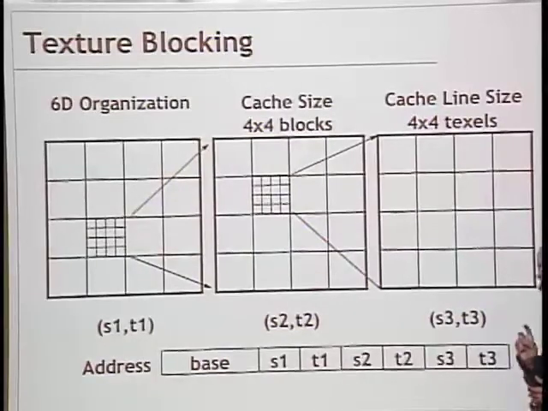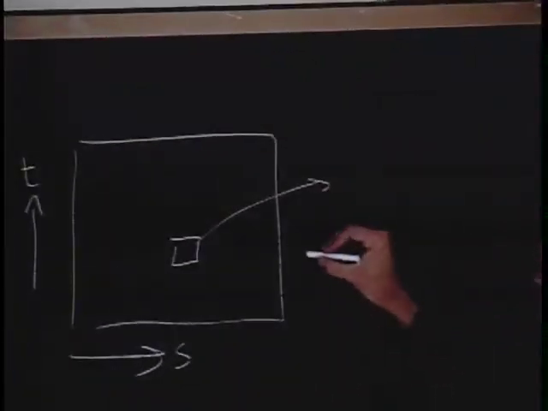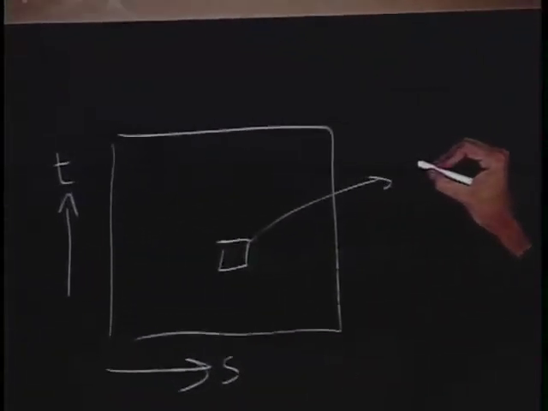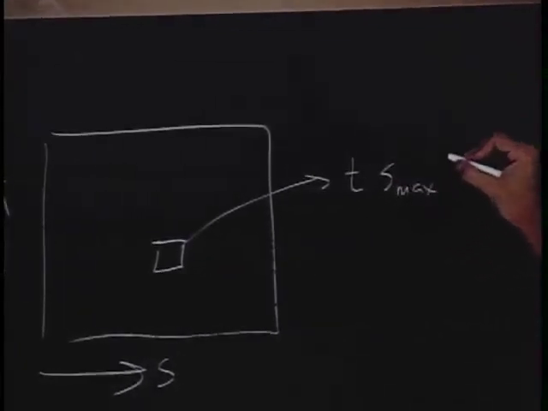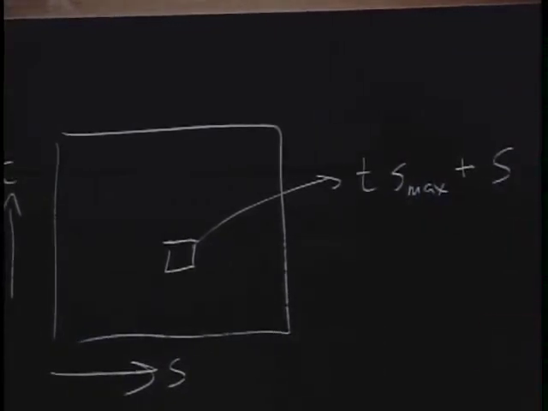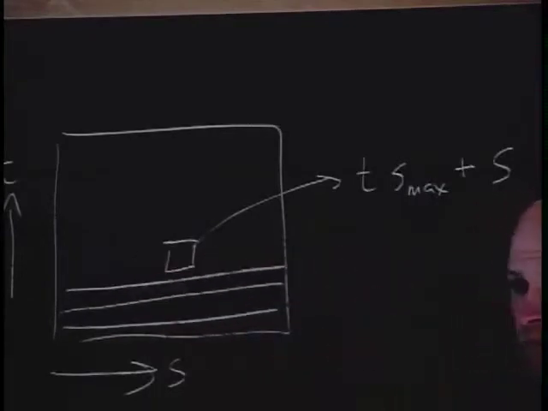all right, let me do another drawing here. If we have, what do we have? S in this direction and T in this direction. The obvious way for us to map this particular pixel here is to say that the address of this pixel is T times S max plus S. And so that means that when we're addressing, we address like this. That doesn't give us very good locality.